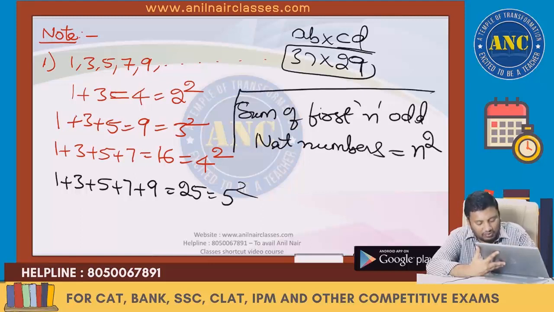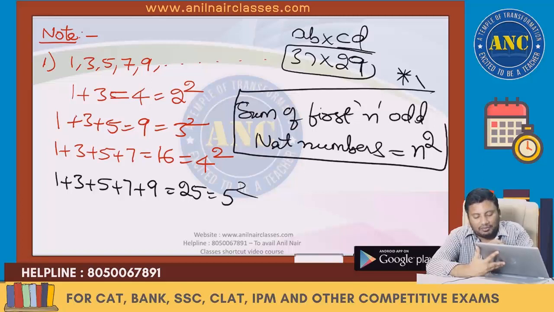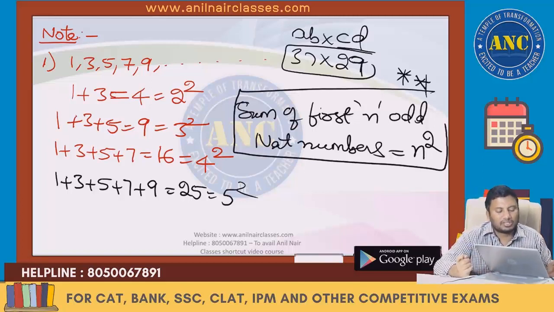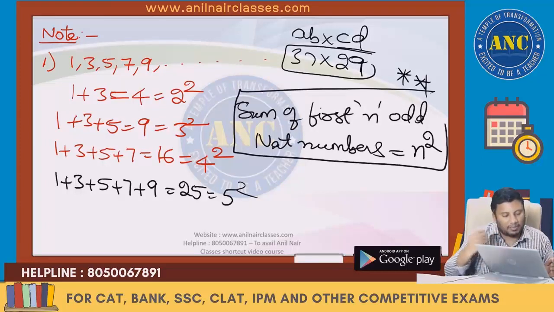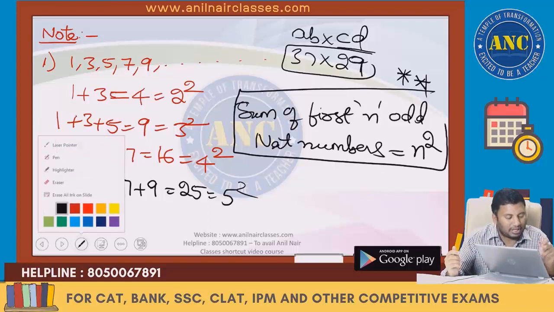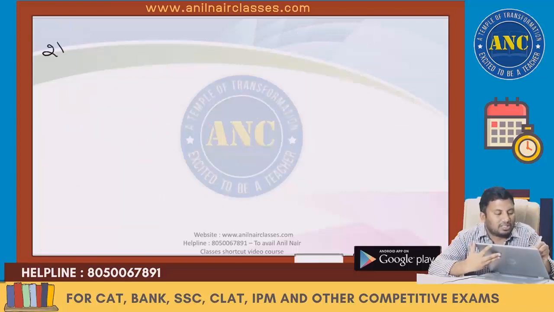One tricky question we will solve. First important point: the sum of the first n odd natural numbers is n square.